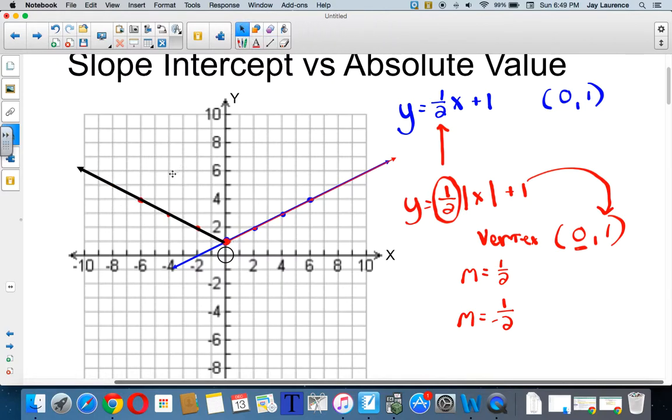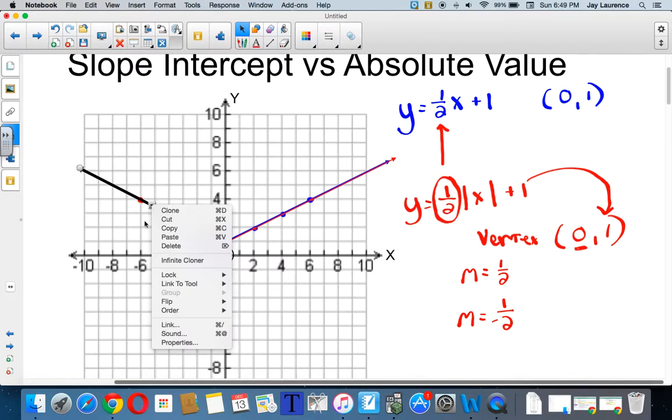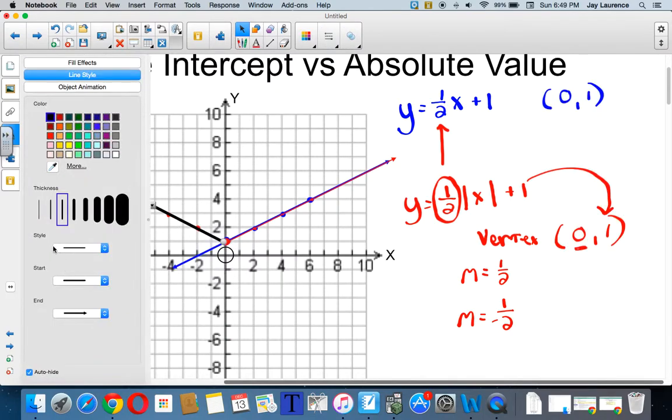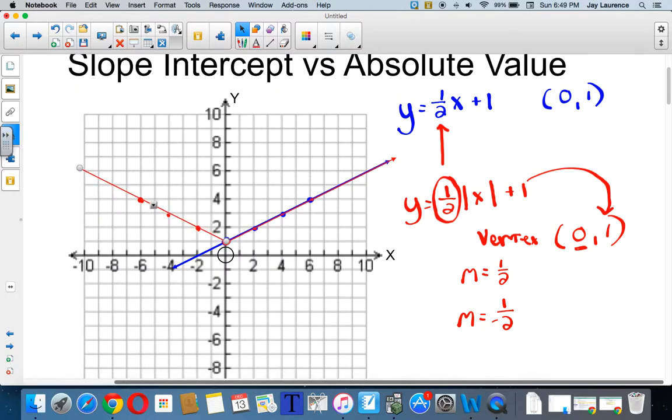Okay, let me change that to make it nice and thin. I think I want it real thin. And I'm going to go red. And it looks something like that. So if I take this blue one away, you can see I get that nice perfect V.